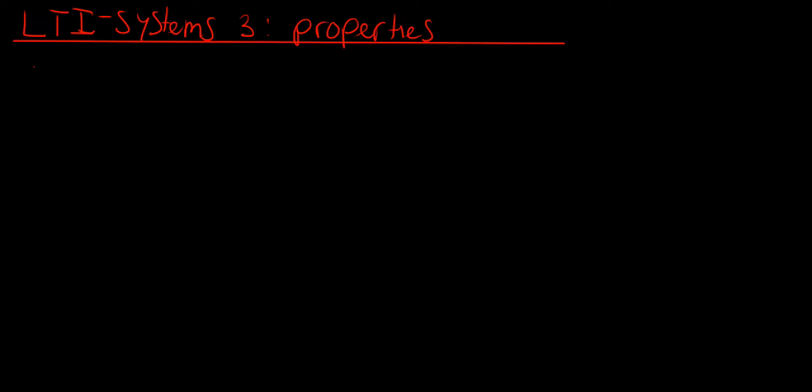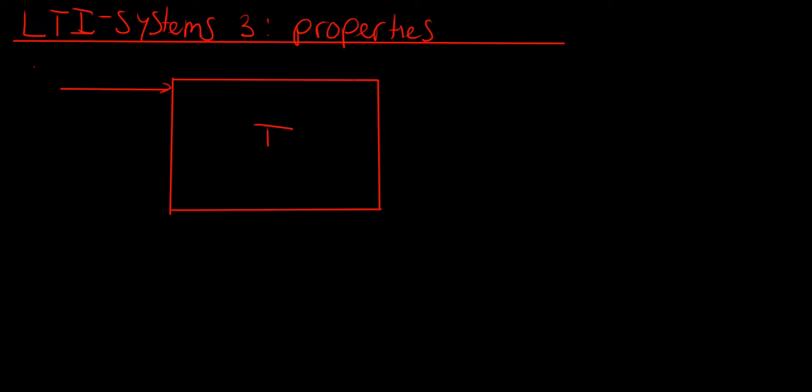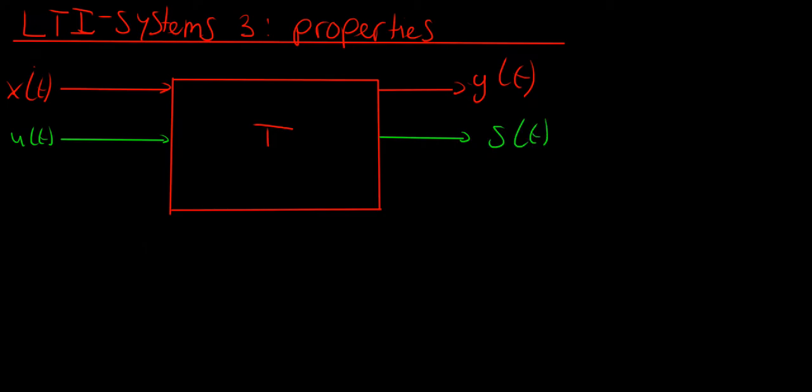Before I go over these properties, let me just rewrite these functions again because they are also very important. If we input an x, then we call its output a y. If we input a step function, then the output is the step response function. And if I input a delta function, then the output is the impulse response function.